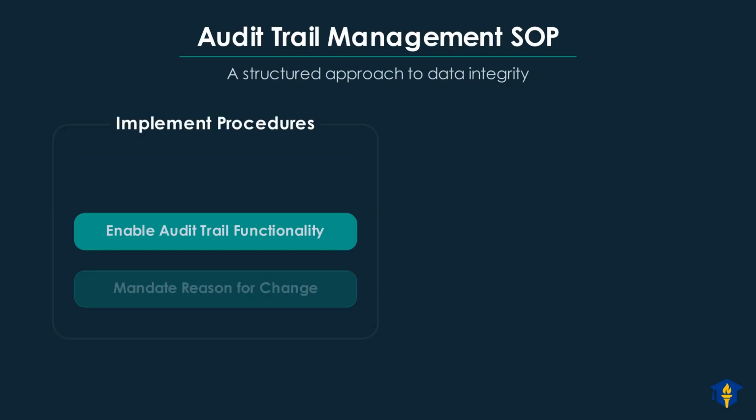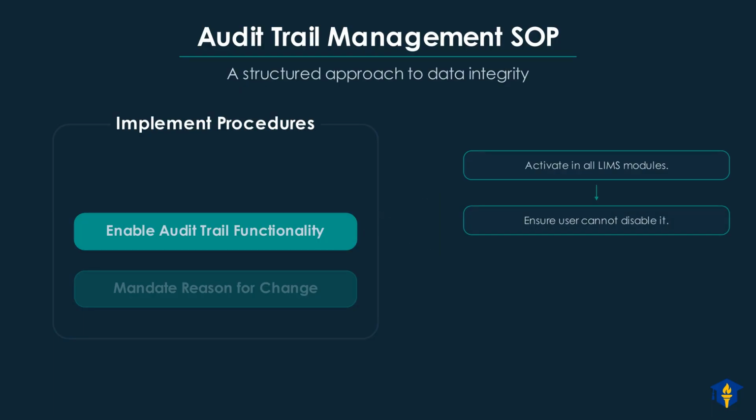The next task is to implement the necessary procedures for effective audit trail management. A major step involves enabling the audit trail functionality across the LIMS. This means activating it in all LIMS modules to capture every relevant action. It is crucial to ensure that users cannot disable the audit trail functionality themselves.